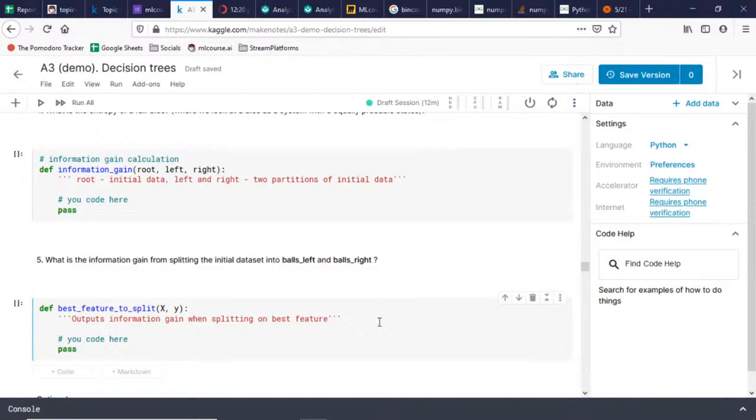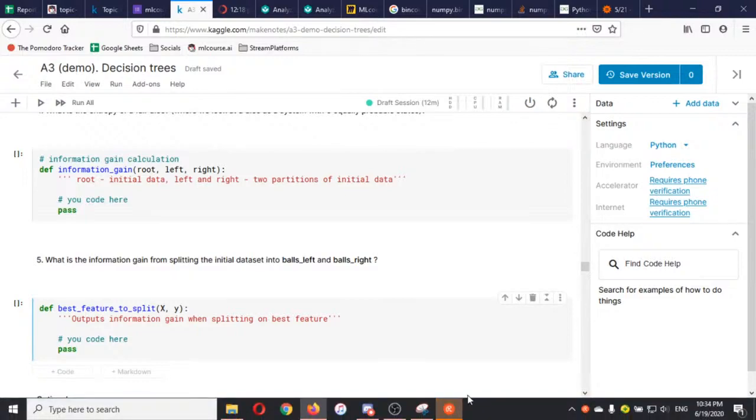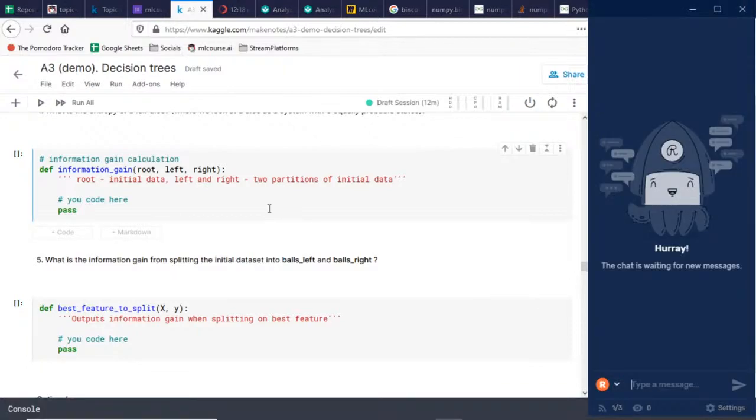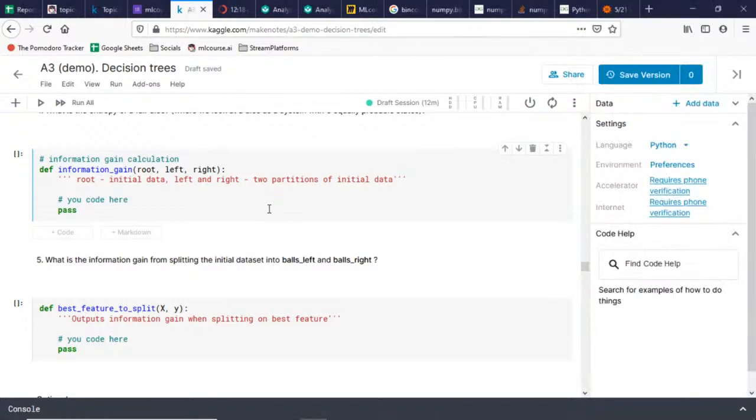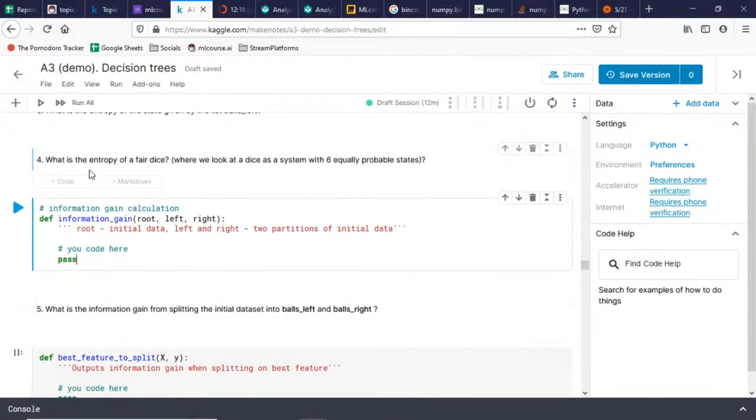Okay, now we have information gain. So okay, we have, what is root? Root minus initial data, left and right, two pairs of initial data. Ah, root is initial data. Yeah, okay, I got it. Okay, so well, yeah, I know how to.